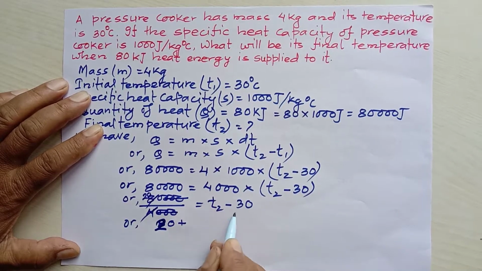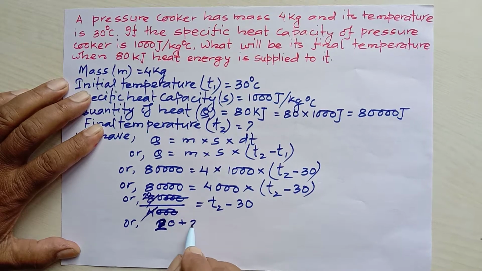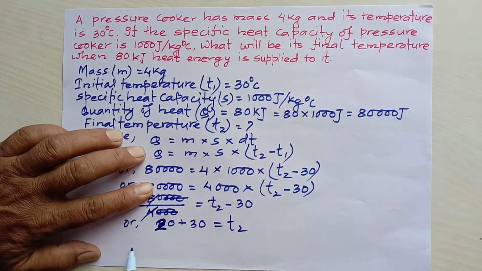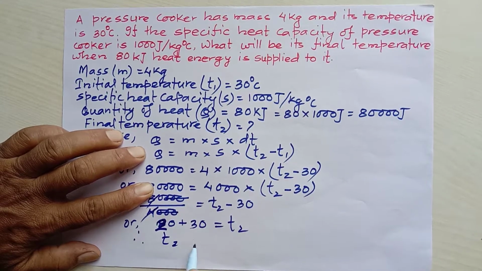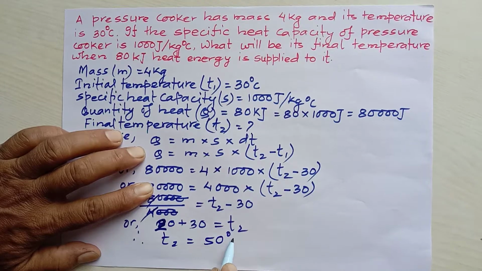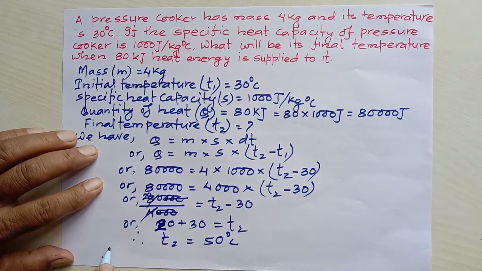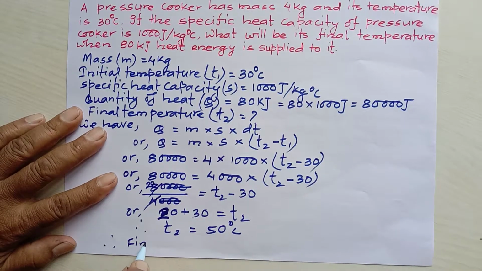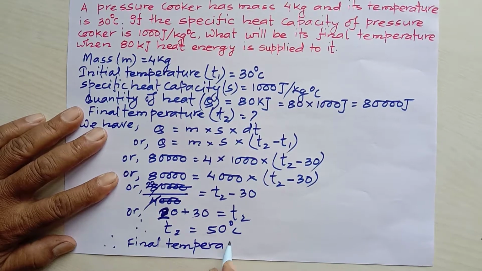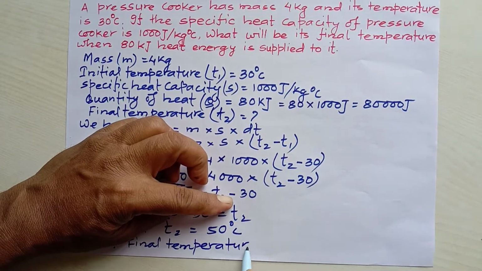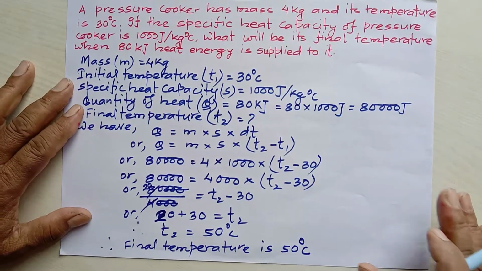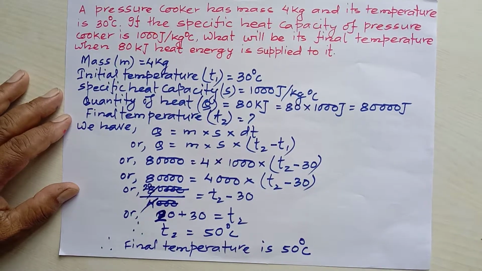20, and minus 30, if taken to the left hand side, will be plus. Minus 30 becomes plus 30. This is equal to T2. Therefore T2 is equal to 50 degrees Celsius. Now we can write one final sentence for our answer, that is, therefore the final temperature is 50 degrees Celsius. This way we can solve this type of numerical.